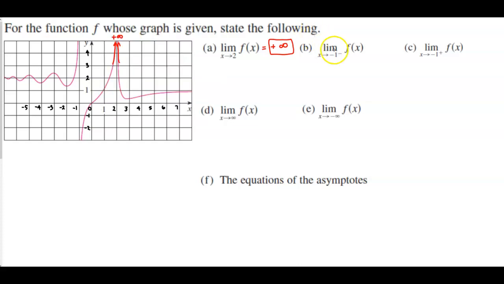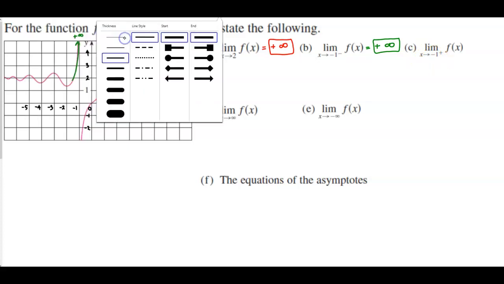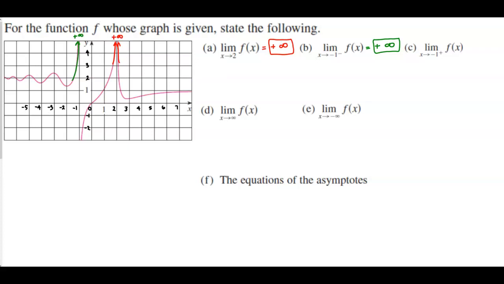Okay, next we want to find out what is the limit as x is approaching -1 from the left. So as x is approaching -1 here from the left, then it's going towards positive infinity. Now in part C it says the limit as x is approaching -1 from the right. So as x is approaching -1 from the right, we see that it's going towards negative infinity.